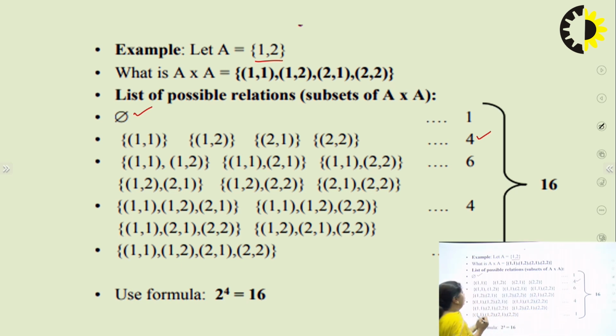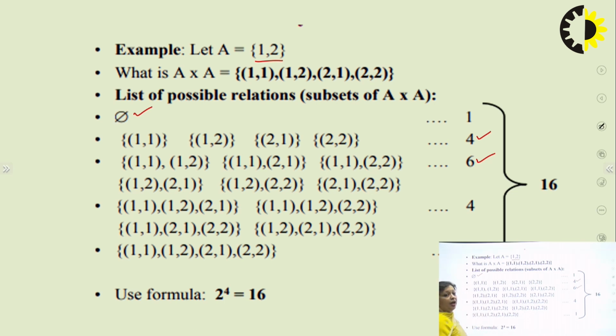Now, if I take the combination of two elements at a time, how many total combinations are possible? I can have (1,1), (1,2), or I can have (1,1), (2,1). Same way (1,1), (2,2), or I may have (1,2), (2,1), or I might have (1,2), (2,2), or the last one, that is (2,1), (2,2). So, total number of relations possible this way is 6.